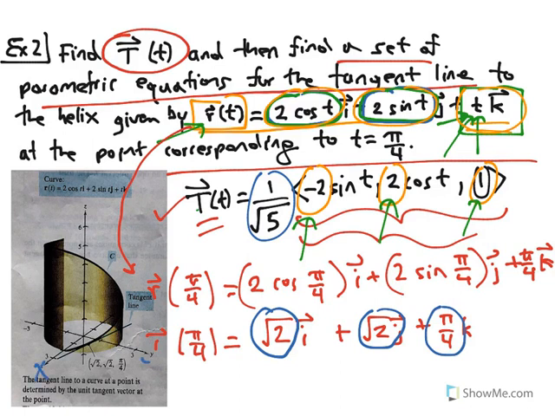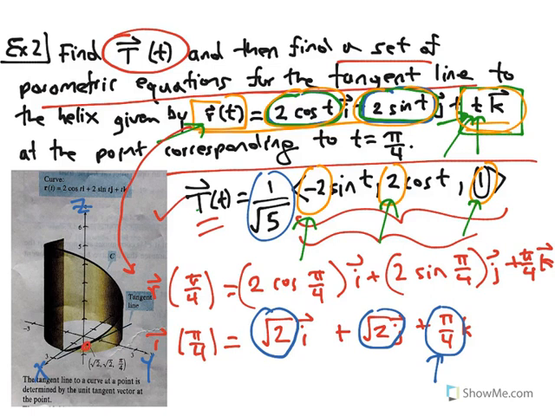So here's the x-axis, here's the y-axis, and here's the z-axis. I meant to say the z-axis here. So you're going to go square root of 2 units along the positive x-axis, square root of 2 units along the positive y-axis, and pi over 4 along the z-axis. That gives you this point here.